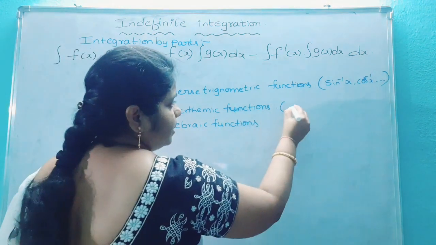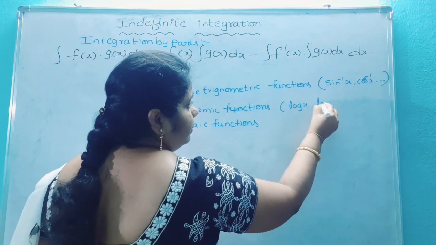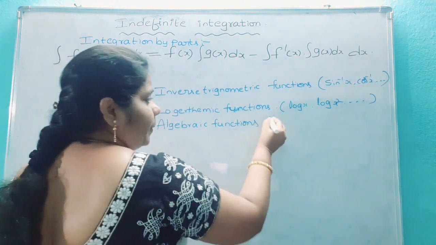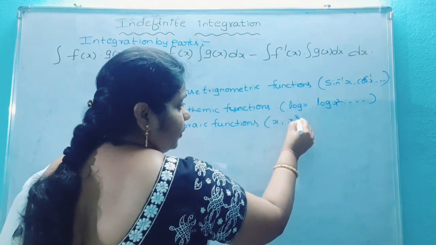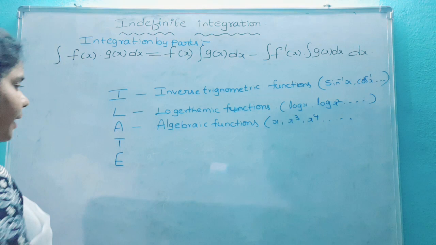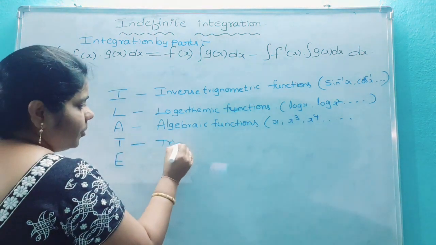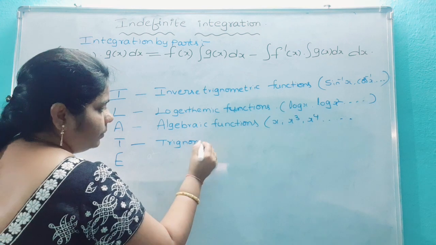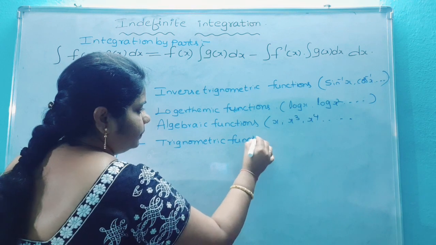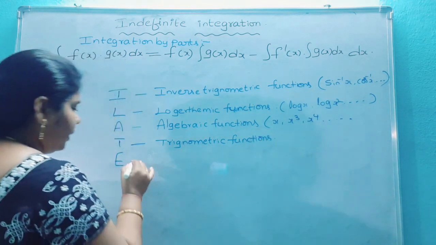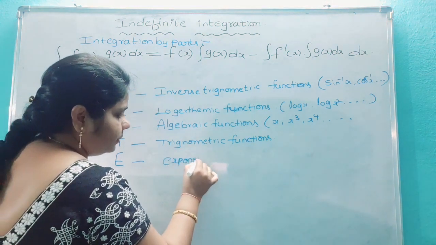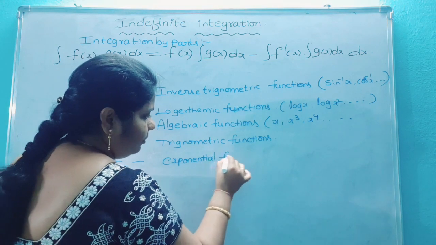What are the logarithmic functions? Log x square, something like this. Okay. Algebraic functions means x cube, x power 4, something. Okay, these are the algebraic functions. Next, T means trigonometric functions. Trigonometric functions. E means exponential functions. Exponential functions.